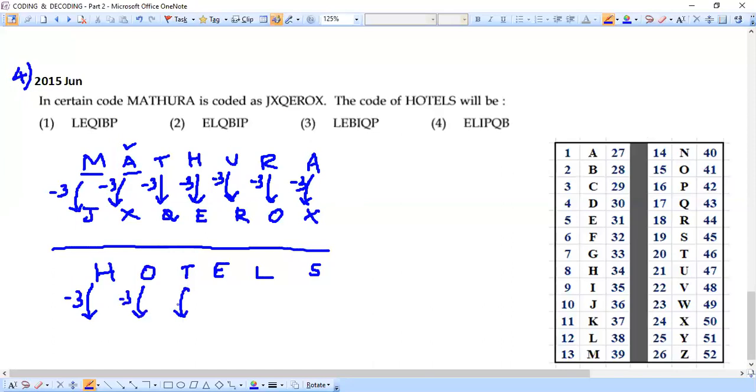-3. We'll have to do -3 for each of these letters. That would give the answer. Yes, -3 and -3. So let's do the same -3. So yeah, start from the first letter H. H -3. H is already at the 8th position. -3 we do, we'll be getting 5. 5 corresponds to the letter E. Is it or not? Yes.